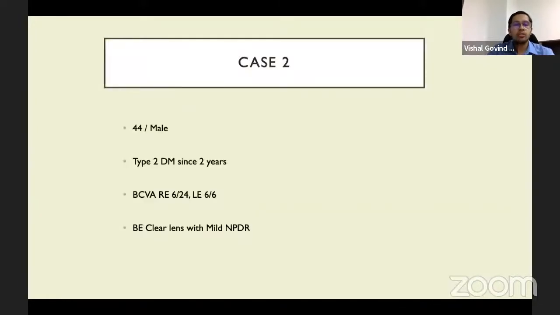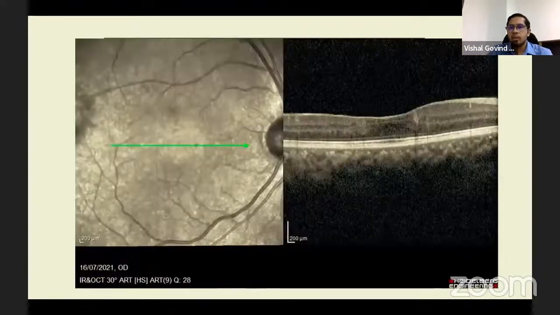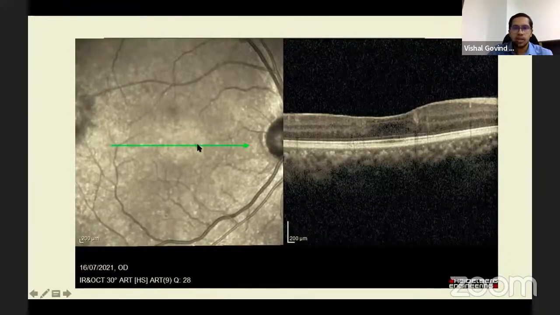Another case, a 44-year-old male, type 2 diabetic with 6/24 vision in the right eye. No improvement further, and a clear lens in mild NPDR. We don't expect 6/24 vision in these eyes, no CSME. Again, the OCT of the right eye looks very innocuous, barring this single microaneurysm, which my pointer is showing, which is seen in the OCT as well.